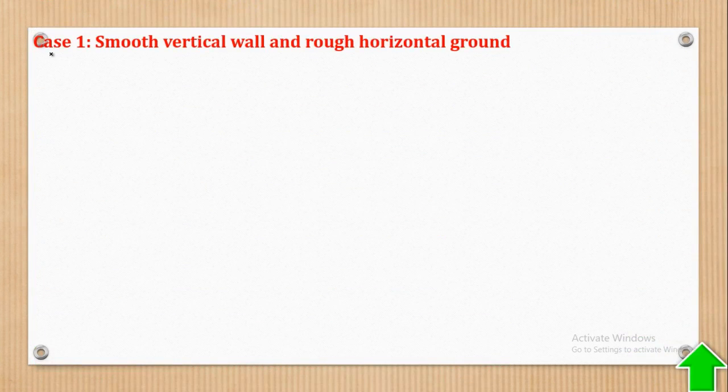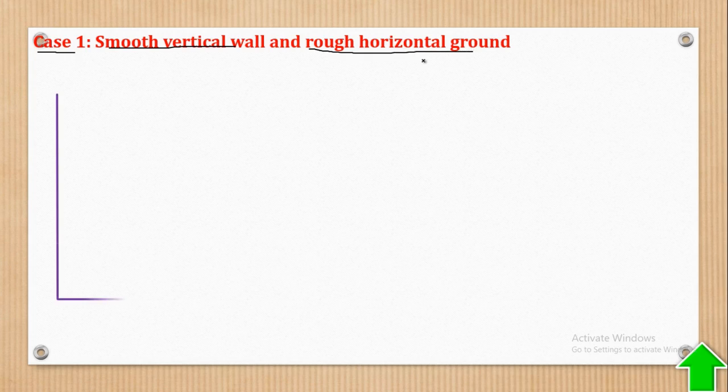So we shall start with case 1. There are 3 cases. One is when the vertical wall is smooth and the horizontal ground is rough, and also when they both are rough, the vertical wall is rough and the horizontal ground is rough, and also when both are smooth, whereby the vertical wall is smooth and the horizontal ground is smooth. So let's start with this case 1 where the vertical wall is smooth and also the horizontal ground is rough.